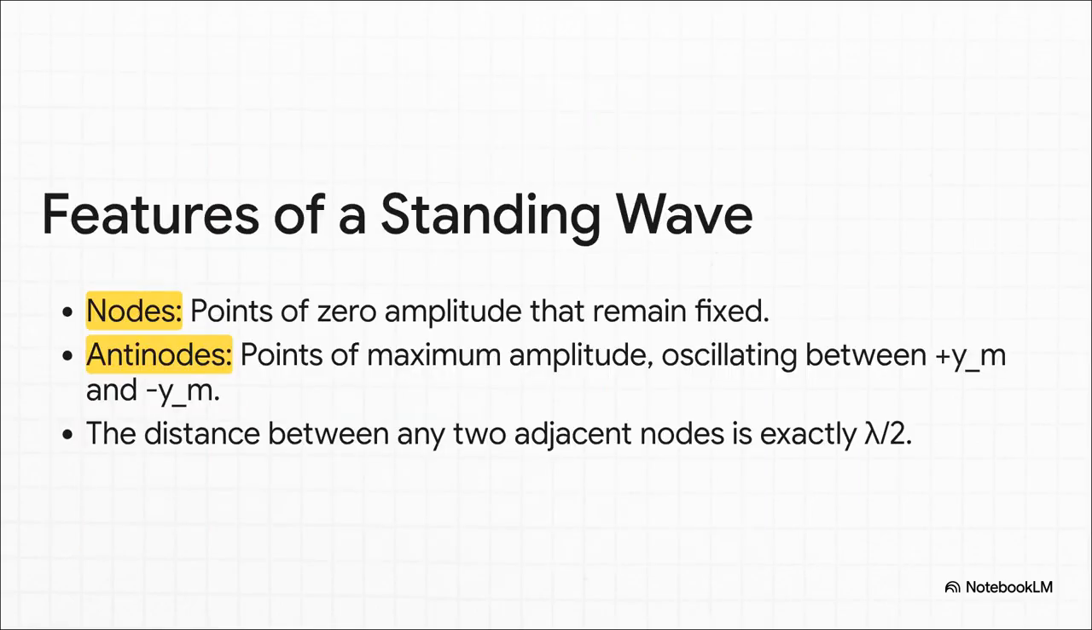Every single standing wave has these signature features. You get these points called nodes where there's total destructive interference. They don't move at all. And then you get antinodes, which are points of maximum constructive interference where the string is whipping back and forth. And here's a crucial fact for your exam. The distance between one node and the very next node is always exactly half a wavelength.